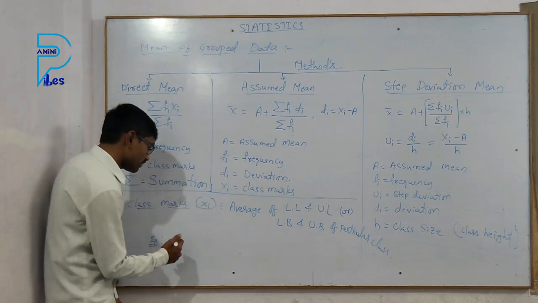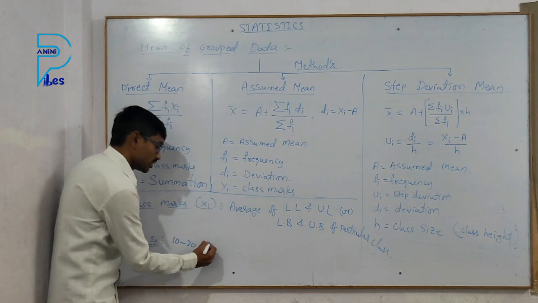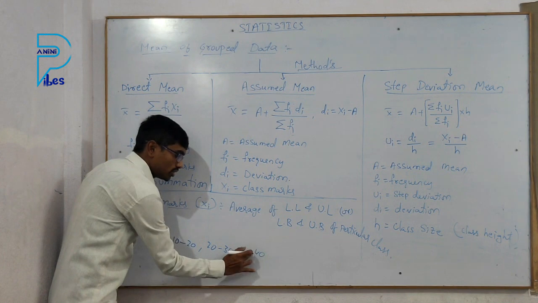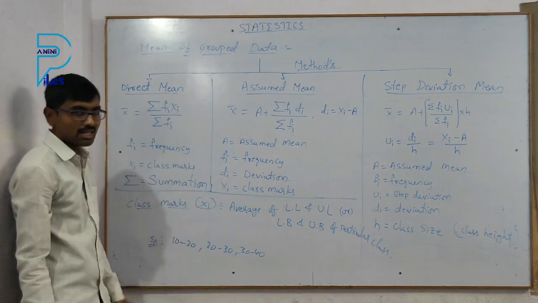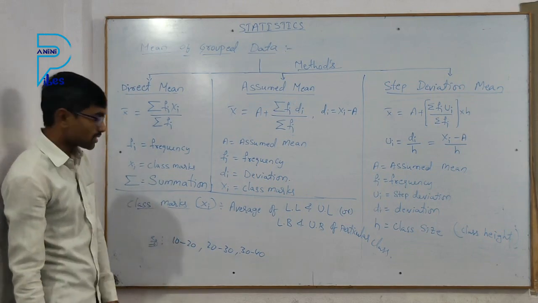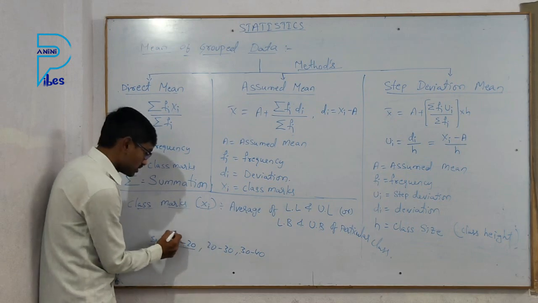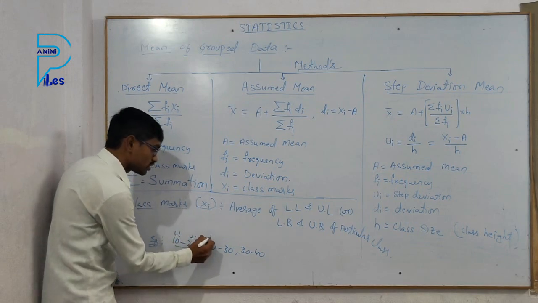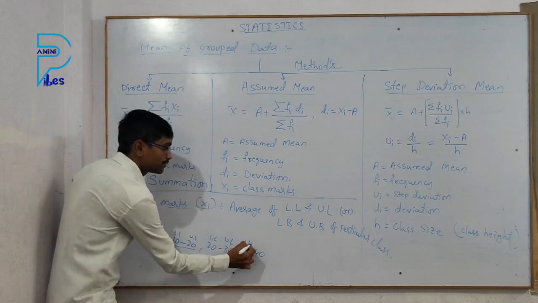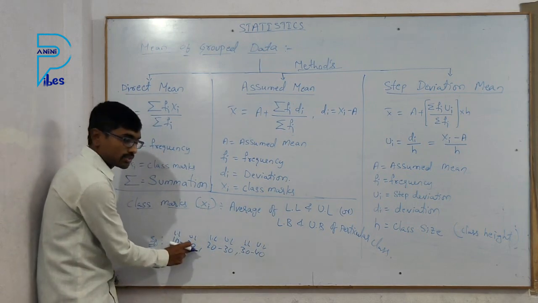So for example, I am taking the class intervals as 10 to 20, 20 to 30, 30 to 40. These are my class intervals. Okay, so I have to find the class marks. So what I said, the average of lower limit and upper limit. These are limits. So this is lower limit and upper limit. This is lower limit and upper limit. Lower limit and upper limit. Okay, we have to find the average for finding the class marks.